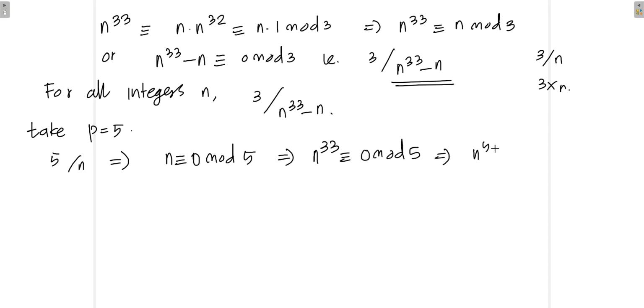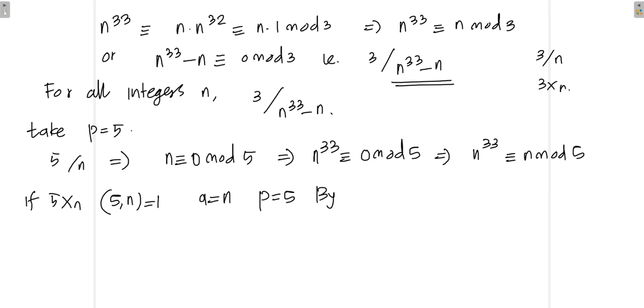So this implies n raised to 33 congruent to n mod 5 എന്ന് കിട്ടും. രണ്ടും റിമൈൻഡർ 0 ആണ്. 5 divides n ആണ്. If 5 does not divide n, which means that GCD of 5 and n is equal to 1. Put a is equal to n and p is equal to 5. So by Fermat's little theorem, a raised to p minus 1 congruent to 1 mod p. Here n raised to p minus 1 is 5 minus 1, n raised to 4 congruent to 1 mod 5.